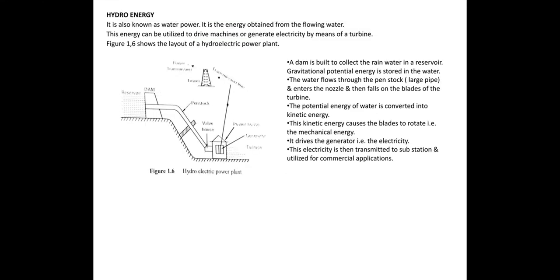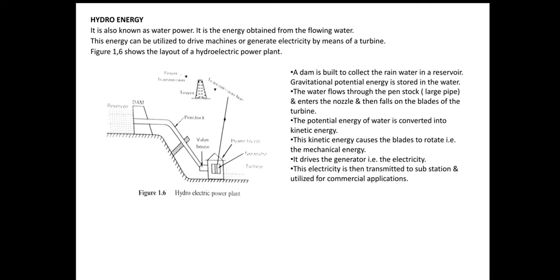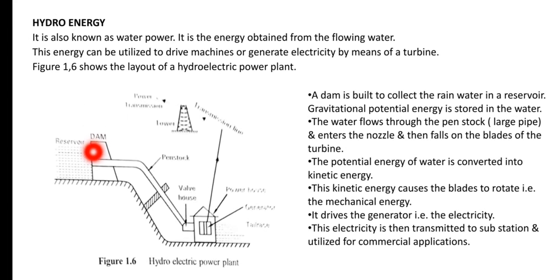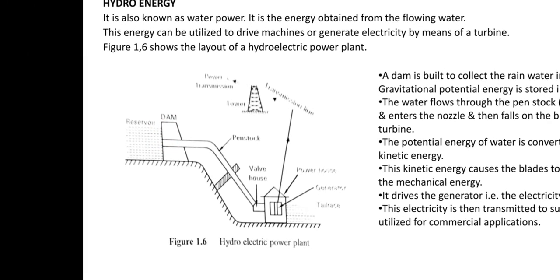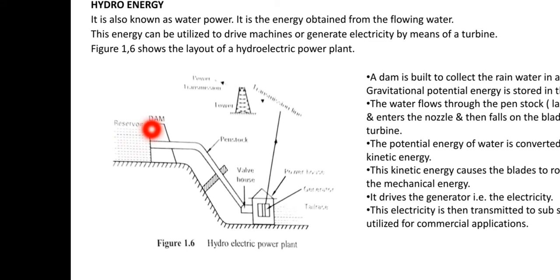Okay, now hydel energy. So I told you hydel energy, it is the energy of water. Okay, see, it is also known as water power. It is the energy obtained from the flowing water. Okay, now you see here, this is the reservoir where the water is stored. This is the dam, and across the dam the water is stored here, and therefore it is known as reservoir. So here water possesses potential energy because the water is not flowing here.